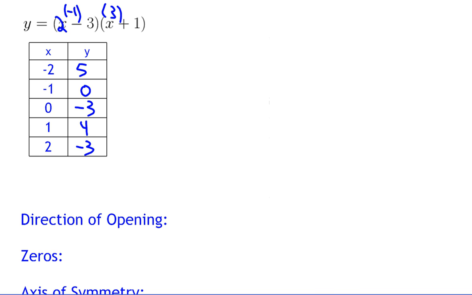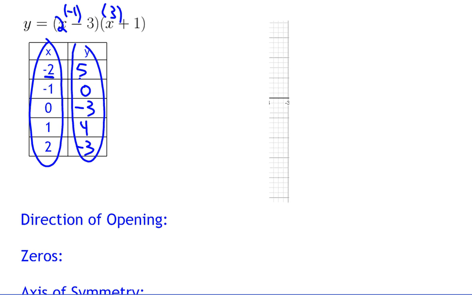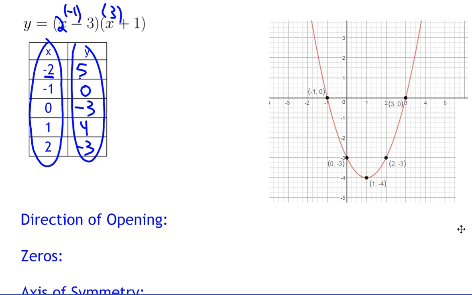So now we can go ahead and graph this. These are the x values of our points, and these are the y values. So we'll start with negative 2 and 5. And I've prepared a graph for you. It looks like this. Whoa, here it is.